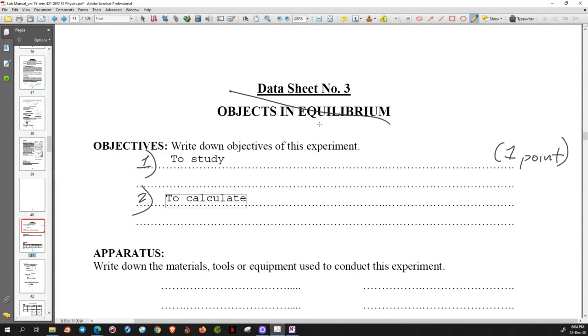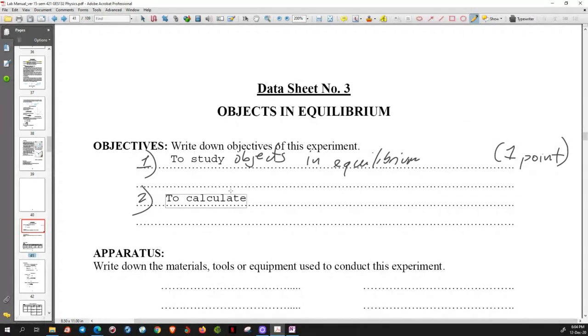The first thing is the title is useful for the objective. So you can say to study objects in equilibrium. So as you can see, Shabab, without memorizing anything, you can write your objective. So if you ask how many you should write, should it be 2? I don't know. How many is the number there? Okay, that's how you will write it.